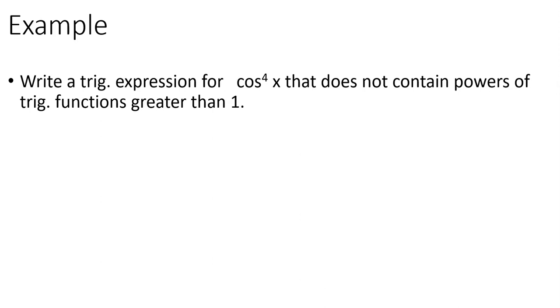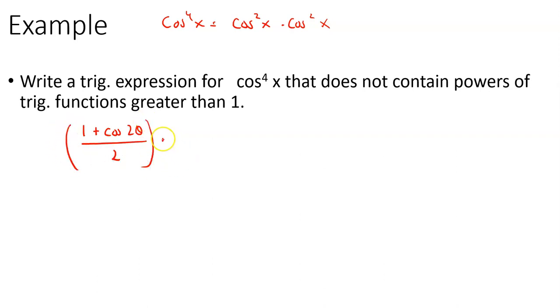So cosine to the fourth, the very first thing is, well, I don't have a formula for cosine to the fourth. Oh, but I do have a cosine squared formula. So what if I thought of cosine to the fourth as cosine squared times cosine squared? And then I replace that cosine squared with a 1 plus cosine 2 theta over 2. So that's the first cosine squared. That's the second cosine squared.